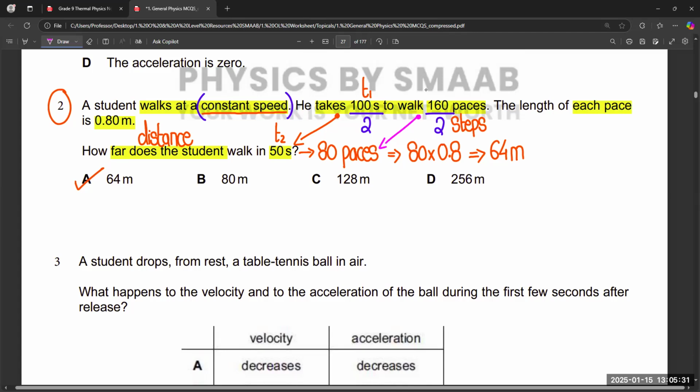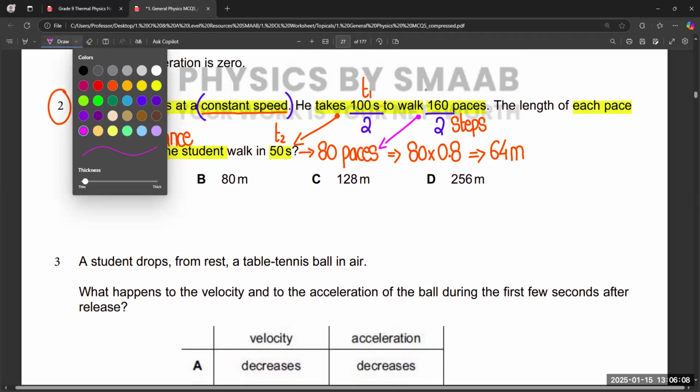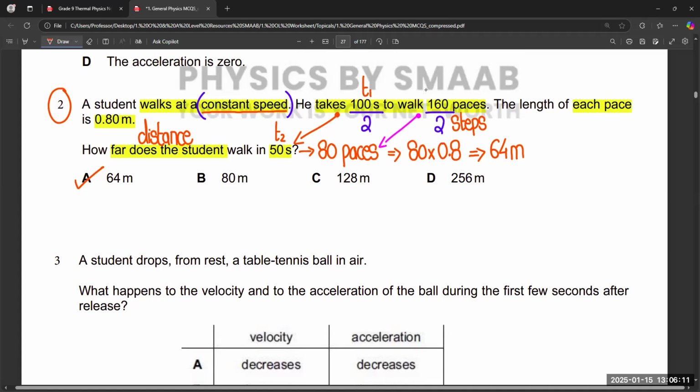Initially in 100 seconds, a student walks 160 paces, but now in 50 seconds, they are only able to walk 80 paces. We need to halve the paces also. So when you get the exact value for the half paces, that is 80, we can multiply 80 by the length of one pace. So you will get the total length covered by the body during this motion. Okay, sir, I got it now. Yes. So sometimes we will get questions like this related to distance and velocities.